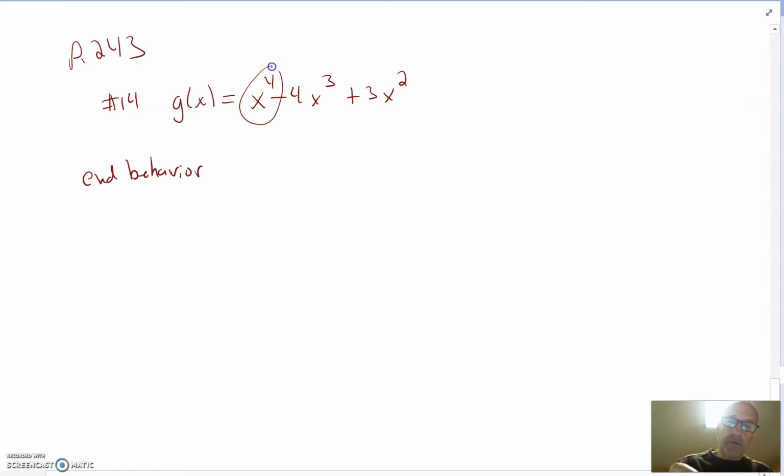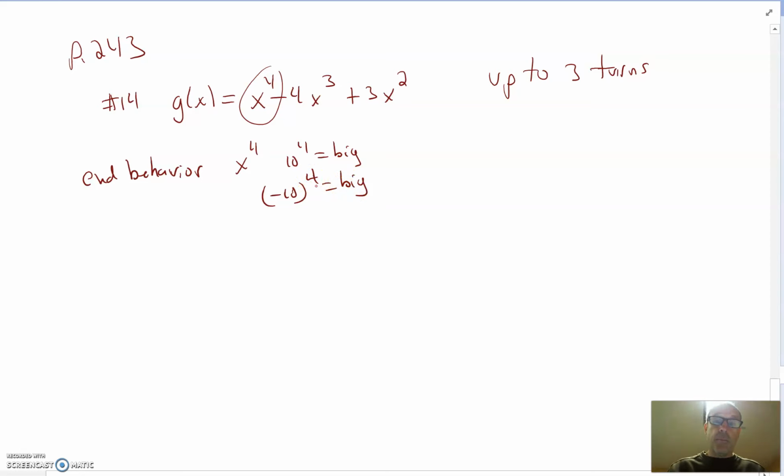It's determined by x to the fourth. That's the leading term, the greatest power. It's a fourth degree polynomial, and by the way, a fourth degree polynomial has up to 3 turns. When you graph it, we'll see that in a minute. So x to the fourth, if you plug 10 in there, it's big. 10 to the fourth is big. Negative 10 to the fourth is also big. So this one goes up on both sides, since it's two big positive numbers on both sides.